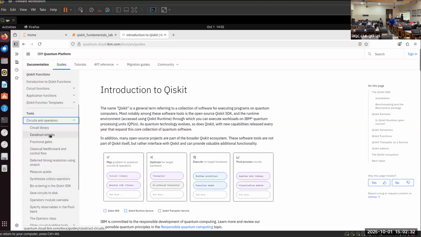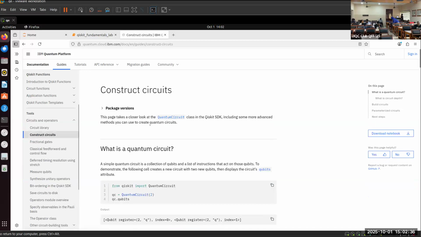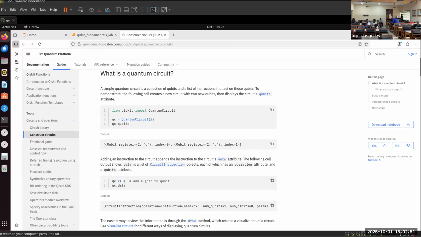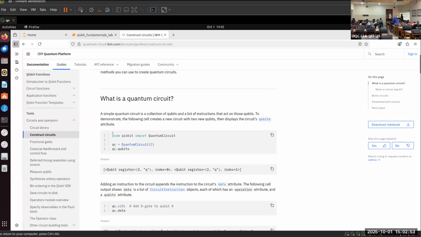You can see on this left side, construct circuit. I click on it, and it's going to teach me how do I construct a circuit. So this is a guide. Are we following this? This is a guide that can show you how to use your code. So how do I construct a quantum circuit? You can see just what I did earlier: from Qiskit import quantum circuit. So this is already a solution.